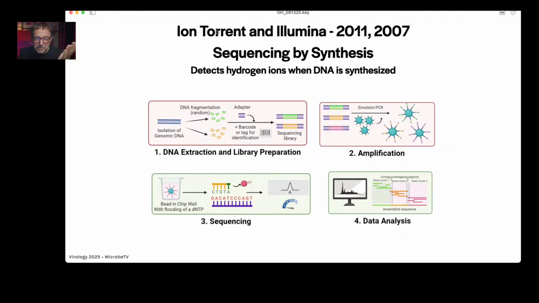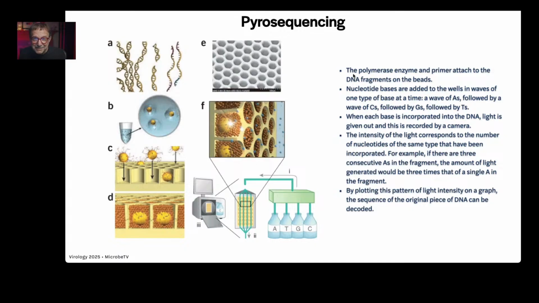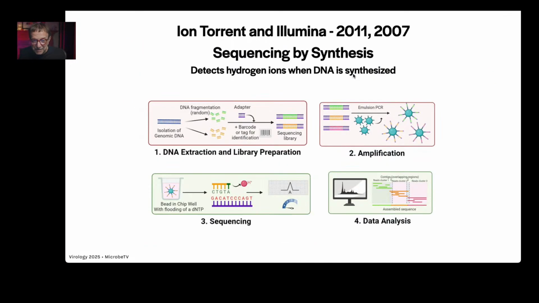And here there are 2 called Ion Torrent and Illumina, 2007 and 2011. This is called sequencing by synthesis. And here, instead of detecting the pyrophosphate, they detect hydrogen ions when the DNA is made. 454, Roche had the patent on pyrophosphate, so nobody else could use it. So they figured something else out, and they used hydrogen ions.